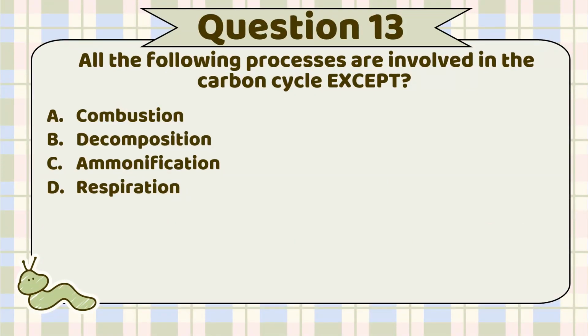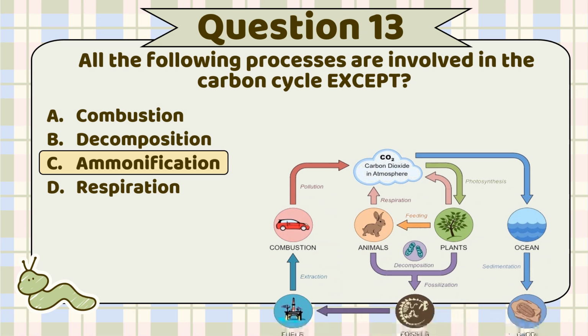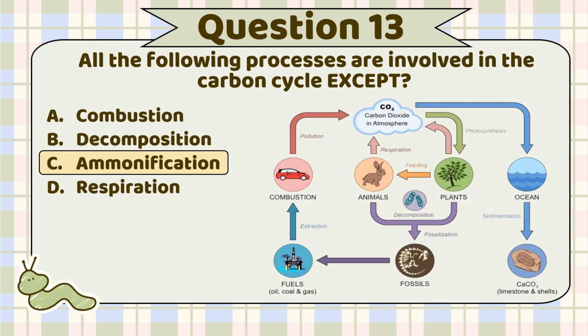Question 13. All the following processes are involved in the carbon cycle except C, ammonification. From the diagram, you can see there is combustion, decomposition, and respiration occurring in carbon cycle. But there is no ammonification because ammonification is actually involved in nitrogen cycle.